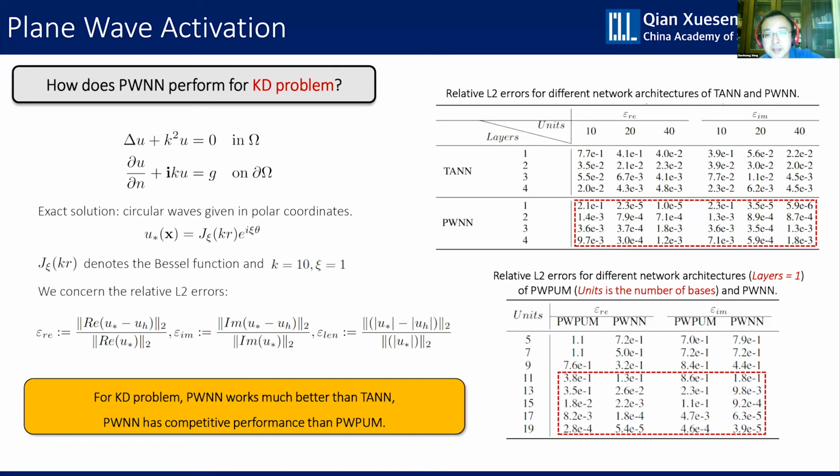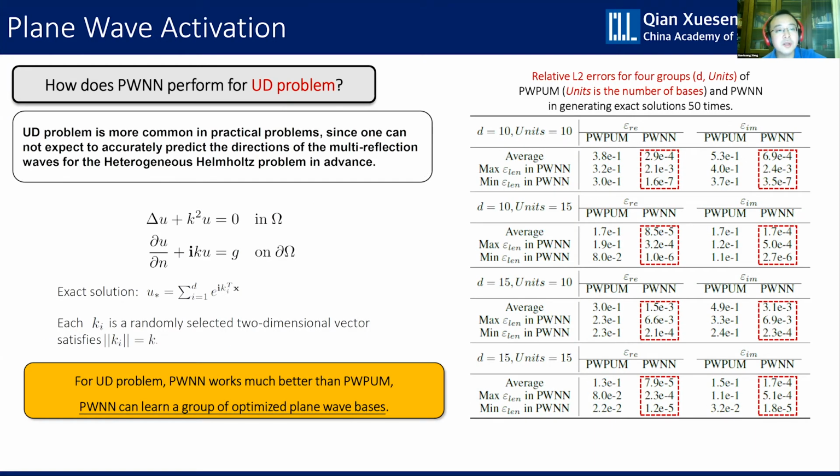So the second table gives the comparison between our method and PWPM, and from this table we can see that our method also has competitive performance in the classical PWPM. But here we just considered the known direction problem, which means we know the direction of the exact solution. But in practice, we also don't know the direction.